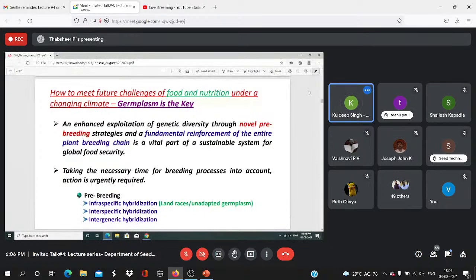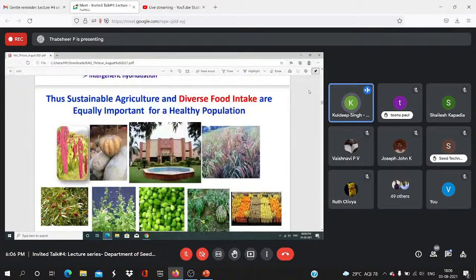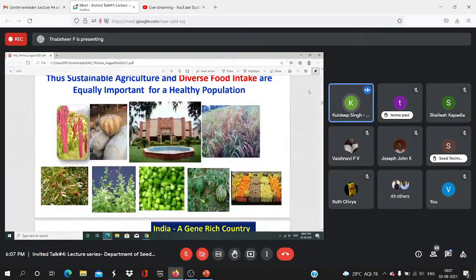Our resolve is that sustainable agriculture and diverse food intake are equally important for a healthy population. If we want the country to be healthy, we have to have diverse food intake, and diverse food intake will happen only if we have a diverse agriculture, and that has to be sustainable. For sustainability, we really need diversity. Next, please.